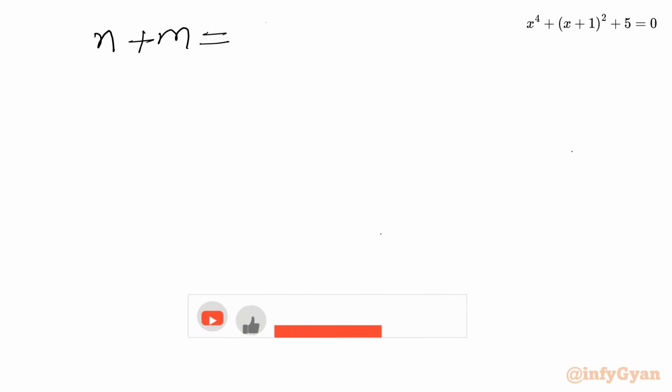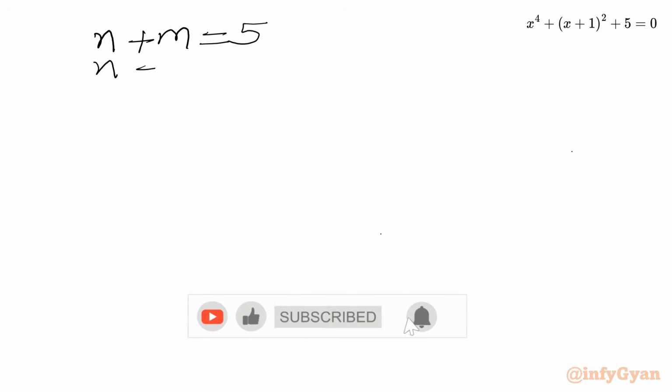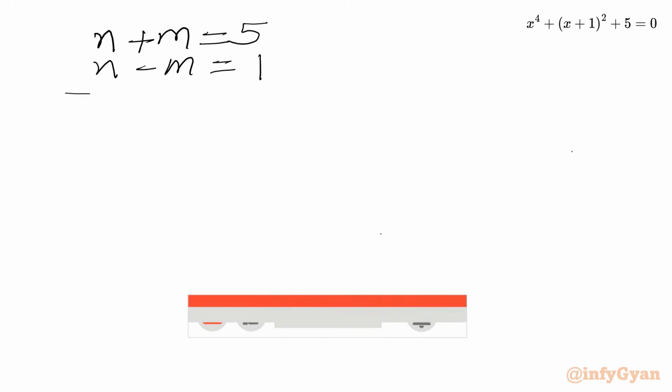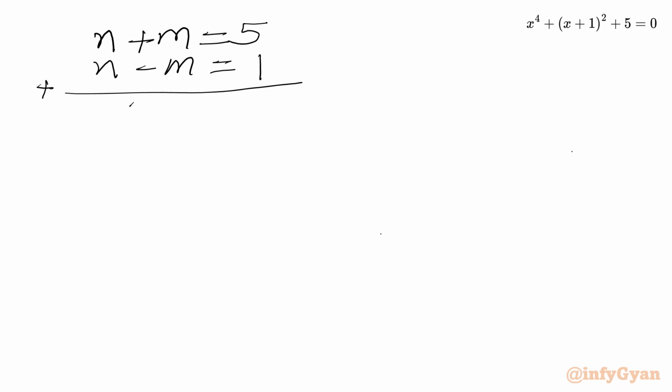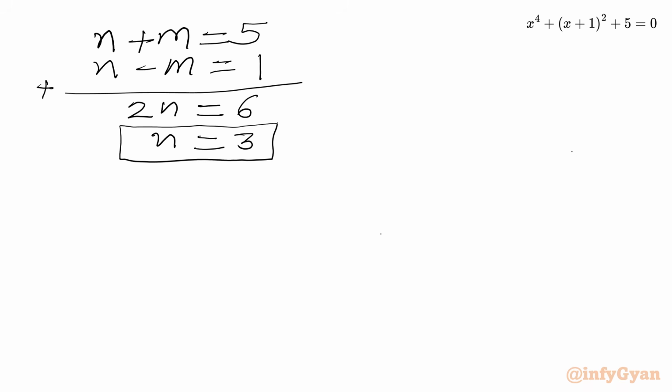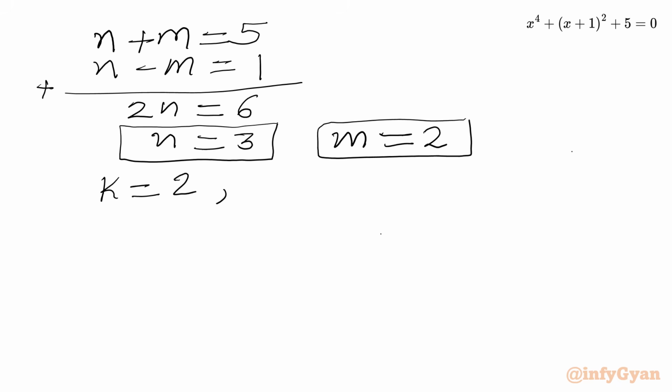So let me consider n plus m equal to 5 and n minus m equal to 1. We will add both the equations, so we will get 2n equal to 6. By dividing by 2, we get n equal to 3. Once n equal to 3, m would be n minus 1, so we will get 2. So for k equal to 2, we have n equal to 3 and m equal to 2.